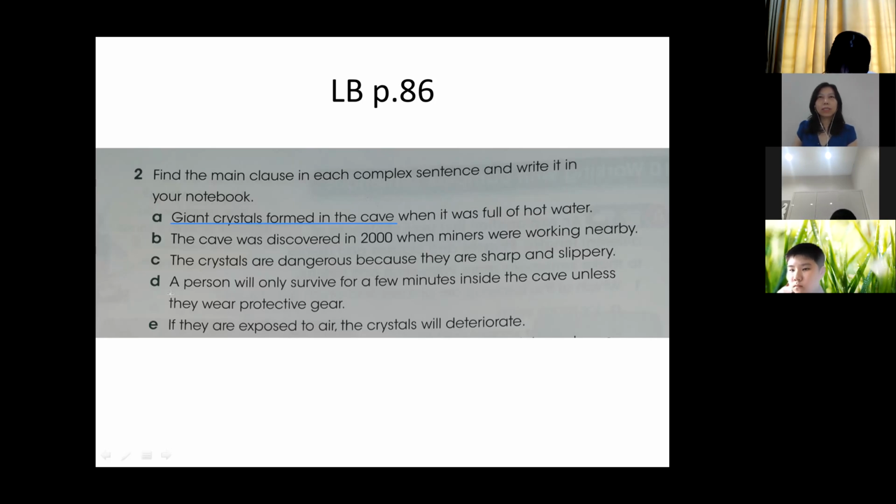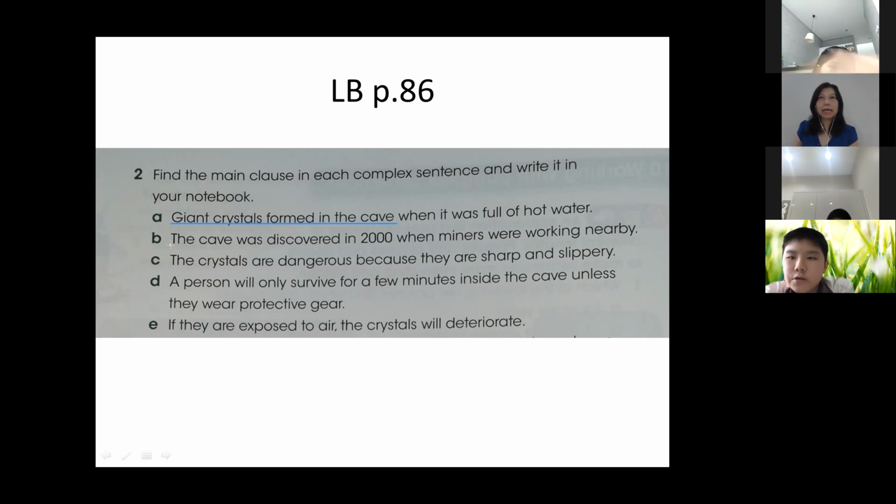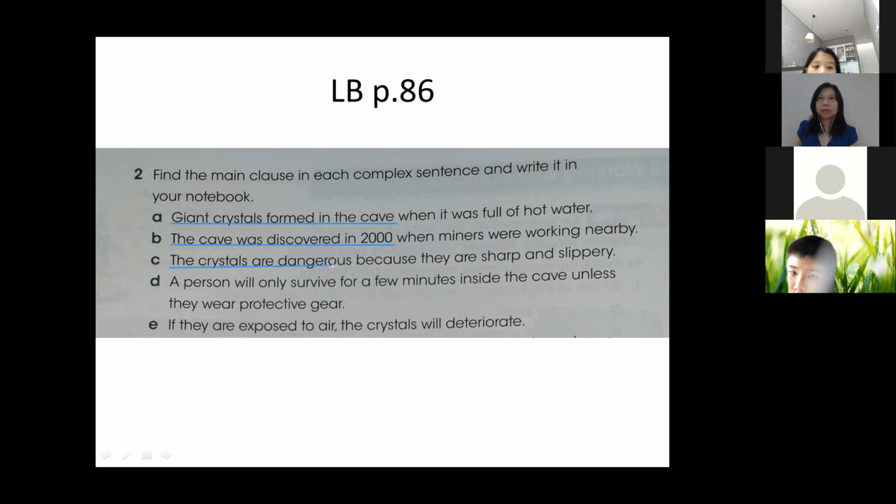What about B? What is B? The cave was discovered in 2000. Yes, there you go. Now C. The crystals are dangerous. Yes. Crystals are dangerous. What about D? A person will only survive for a few minutes inside the cave. Yes, thank you. There you go.